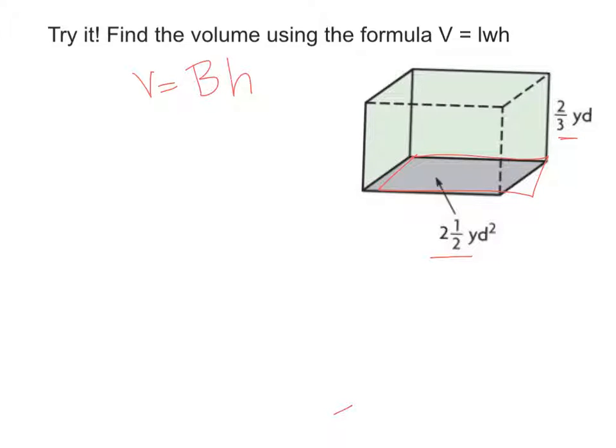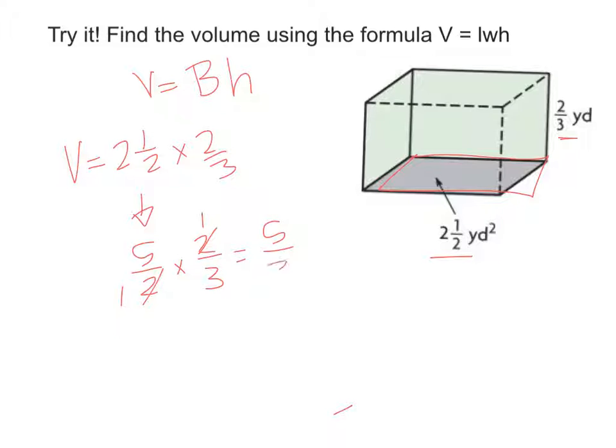All right, hopefully you've gone ahead and solved this problem. Just to help you with the answer real quick, if the volume equals the base, which is 2.5, times 2/3, I need to switch this to an improper fraction. 2 times 2 is 4 plus 1 is 5, times 2/3. Cross cancel those. I have 5/3. 3 goes into 5 1 time with 2/3 left over. Is that right? Yeah. And that is yards cubed.